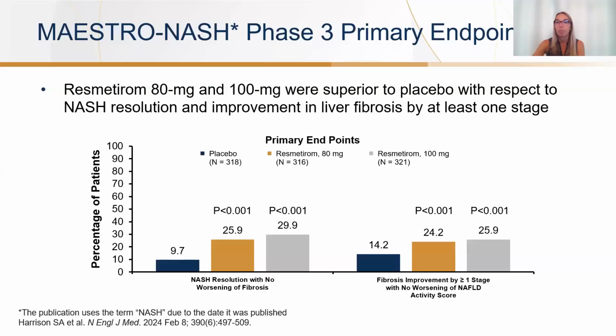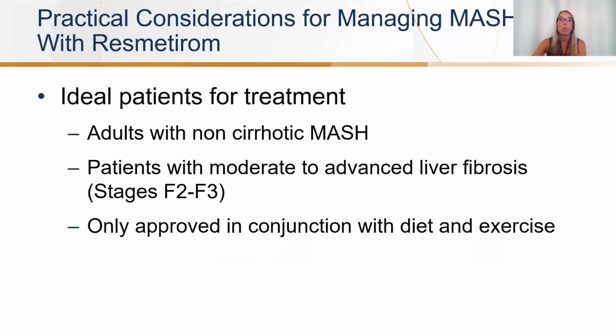And then when we look at that second endpoint of improvement of fibrosis by at least 1 stage or greater with no worsening of NAFLD activity score, again, a little over 24% in the 80 milligram dosing arm, nearly 26% in the 100 milligram arm versus a little over 14% in placebo.